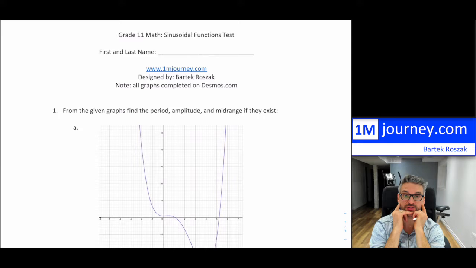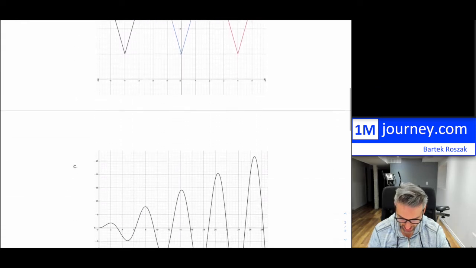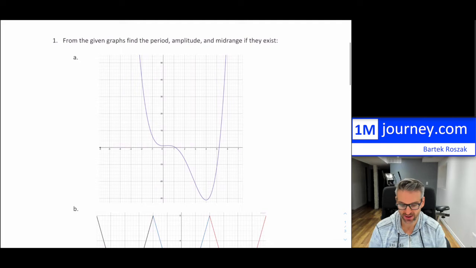Okay, let's get started. Question number 1 says: from the given graphs, find the period, amplitude, and mid-range. In this question, I give you 3 graphs, A, B, and C. I really just want to go over the basics of periodic functions, and make sure that you can capture the period, the amplitude, and the mid-range of a periodic function if it exists.